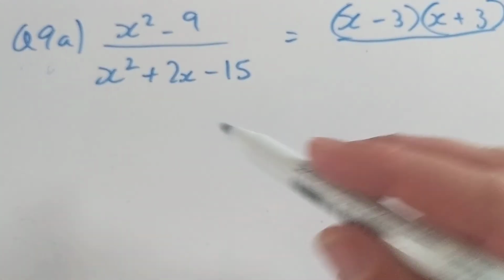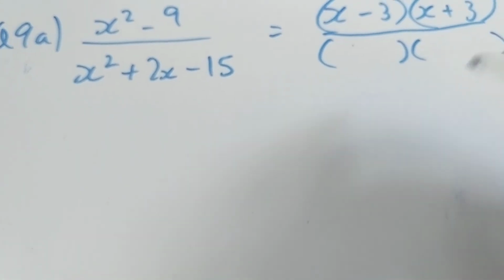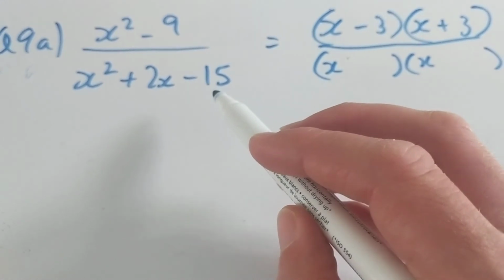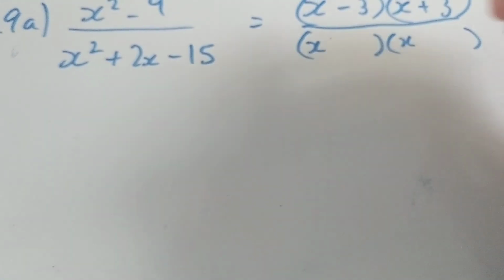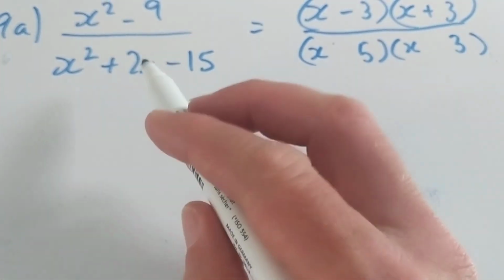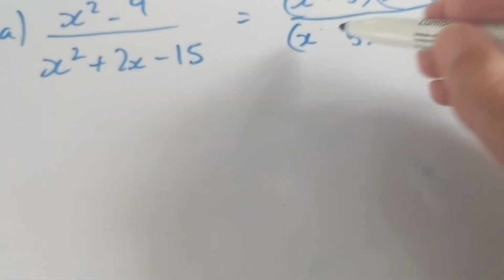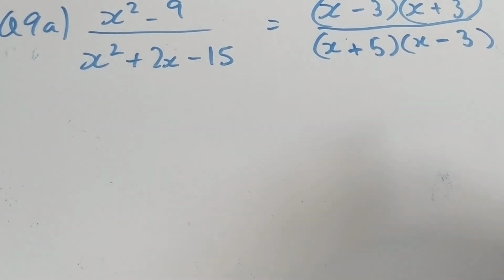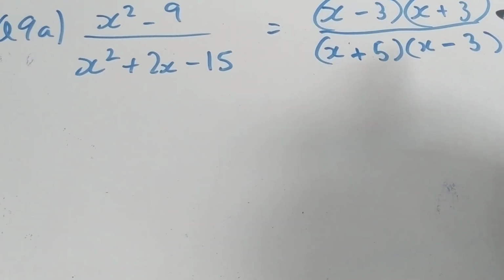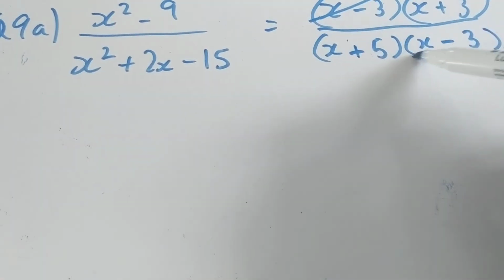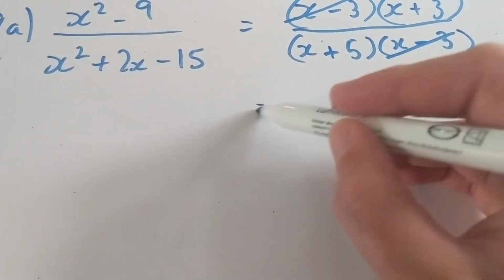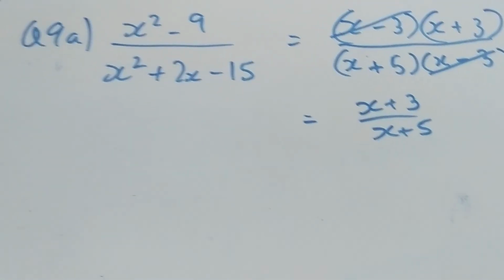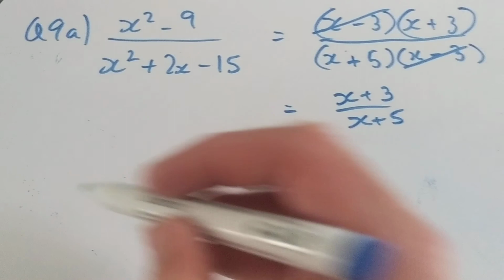And the bottom line, you've got a trinomial. To get x squared, you would need an x at the start of both brackets. To get 15 at the end, you would need a 5 and a 3. Now to get the plus 2x in the middle, you need to add 5x and take away 3x. So that would be your factorised form, and then you can cancel the x minus 3's at the top and bottom to give you the answer x plus 3 over x plus 5. So that's question 9a.